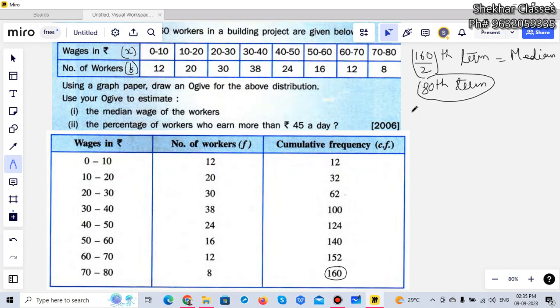So which is the 80th term? For that again we have to draw what? An ogive, and then we will be able to find it. So use the graph paper, draw an ogive for the above distribution. Use the ogive to estimate the median wages and the percentage of workers who earn more than 45. That's another part of it. So first we have to draw the ogive.